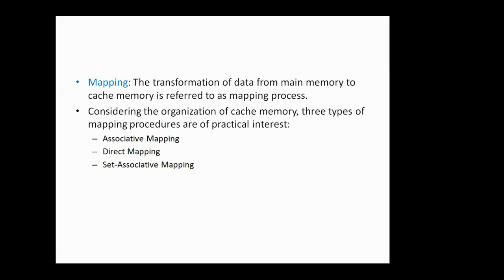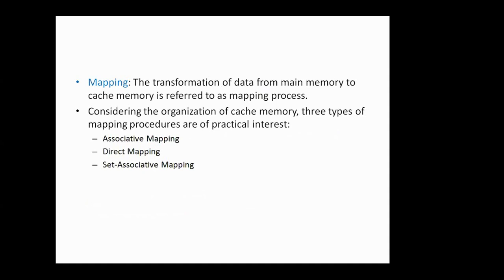Let us move to another related topic, which is mapping. What is mapping? Mapping is a transformation of data from main memory to cache memory. So we have data in main memory, then we move it to cache memory. The transformation is called mapping.